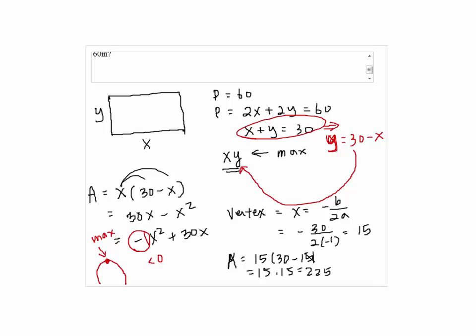So the answer will be 225. So the dimension will be 15 inches for the x, so it means the length, and also 15 inches for the width, since x plus y equals 30.